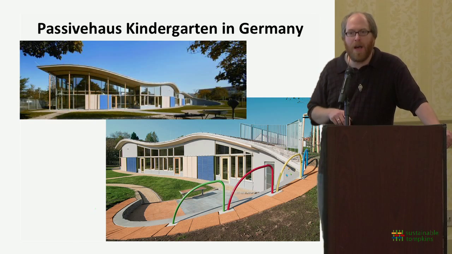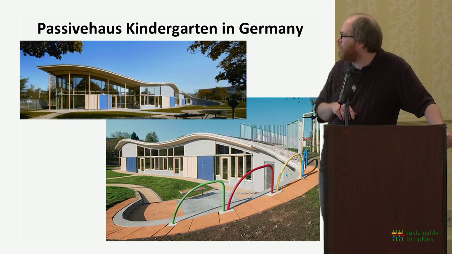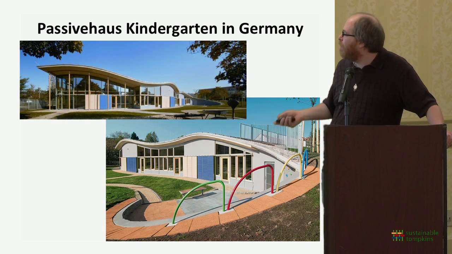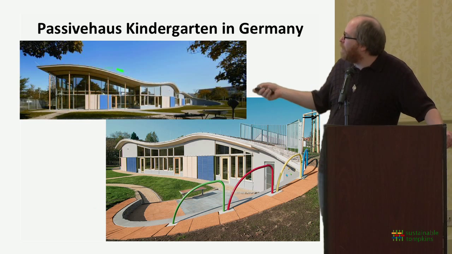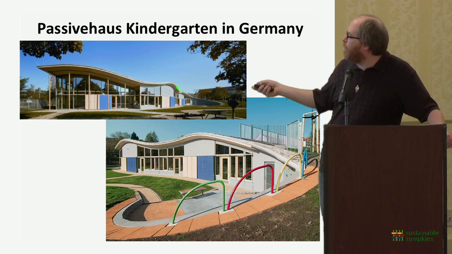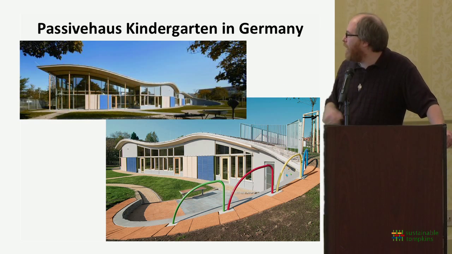And you don't have to build boxy. I tried to stick with as many examples from the US as possible, but I can't help myself. This kindergarten is just too neat. Right, you've got big glass walls, you've got the wibbly wobbly roof, right? And this kindergarten here is built to full Passivehaus standards.